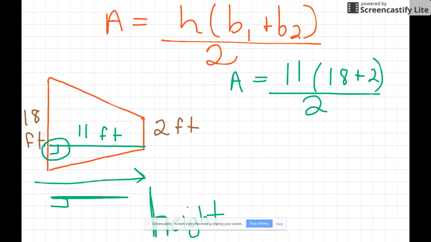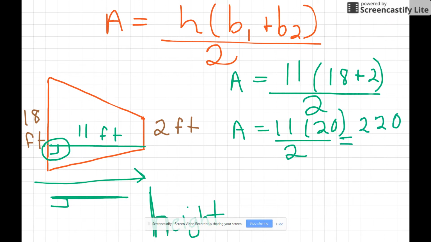divided by 2. Again, we follow the order of operations, and we can multiply our numerators first, 220, and we're going to divide by 2. It's the easiest thing to do. 110 feet squared.